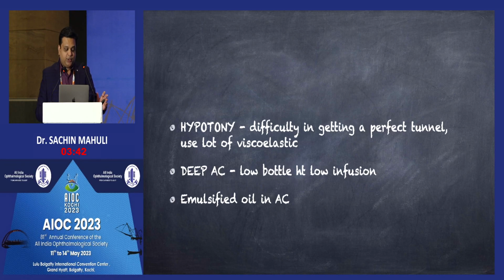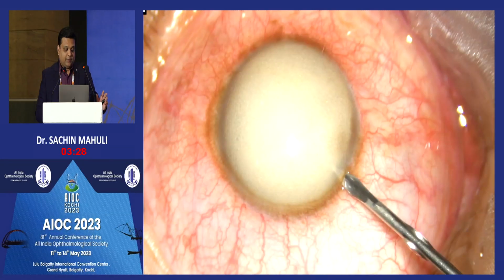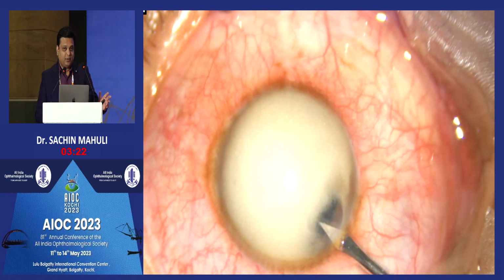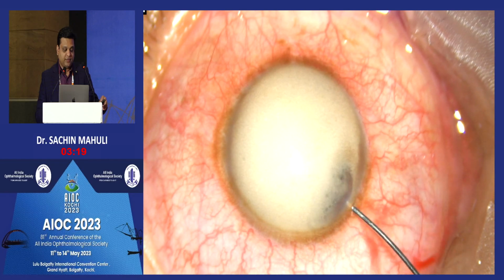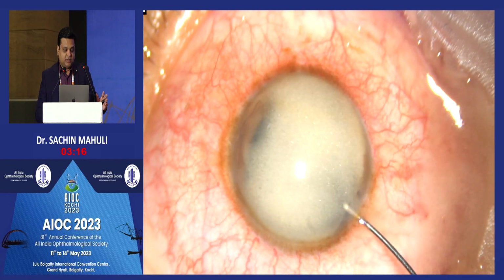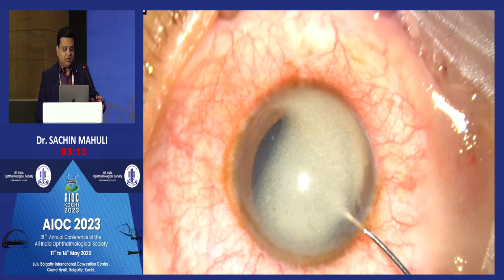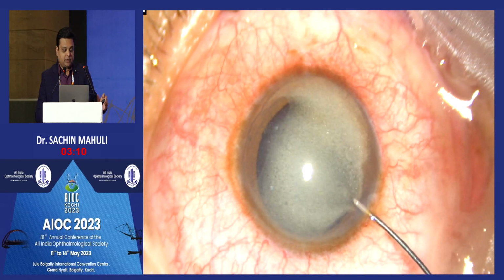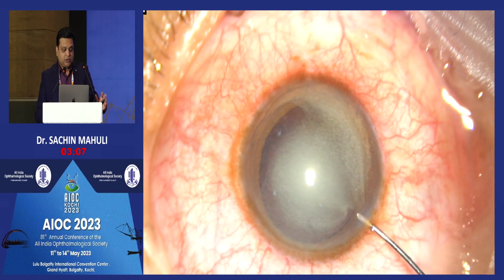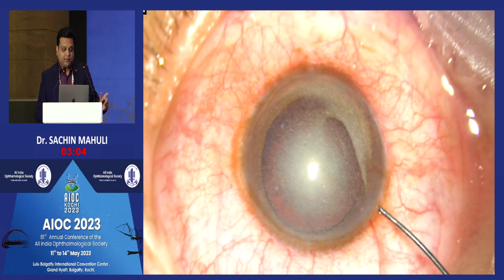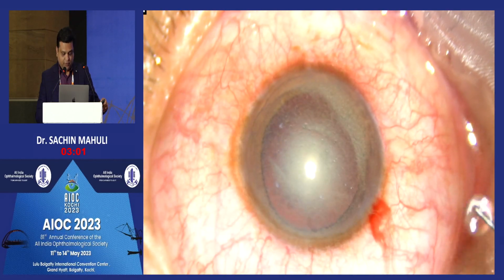Hypotony related issues are also there in certain cases of post oil removal, which will cause a problem in getting a perfect tunnel. Use a lot of viscoelastic for AC depth fluctuation, especially in high myopes once the oil is removed. Emulsified oil in the anterior chamber is a bigger challenge. Before starting the surgery, you will not be able to assess the grade of cataract, so you need to do a thorough wash of the anterior chamber. During this process, the fluid can gush behind through the zonules and cause sudden shallowing of the anterior chamber. So you need to be prepared to remove the oil via the pars plana route before you proceed with the phacoemulsification.